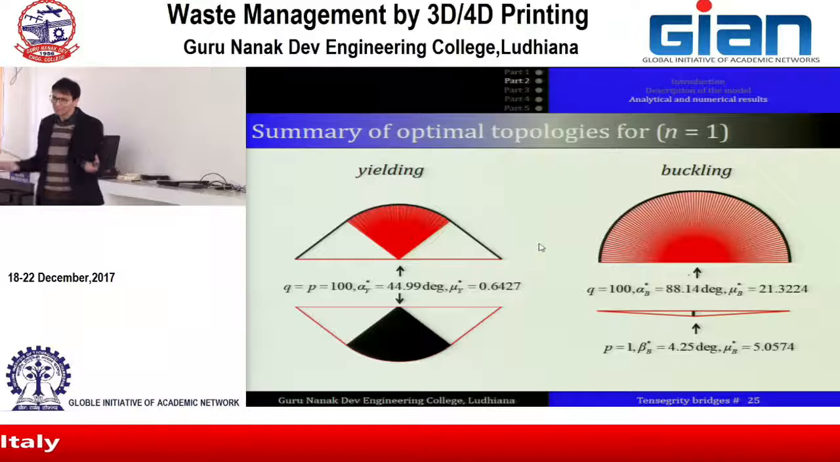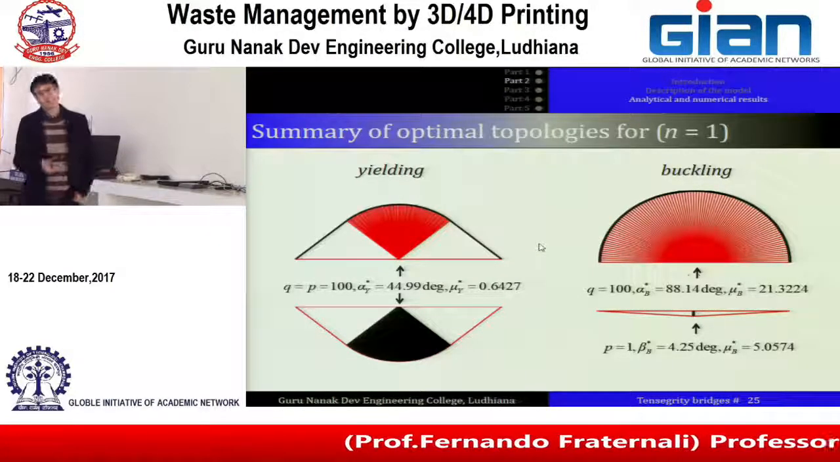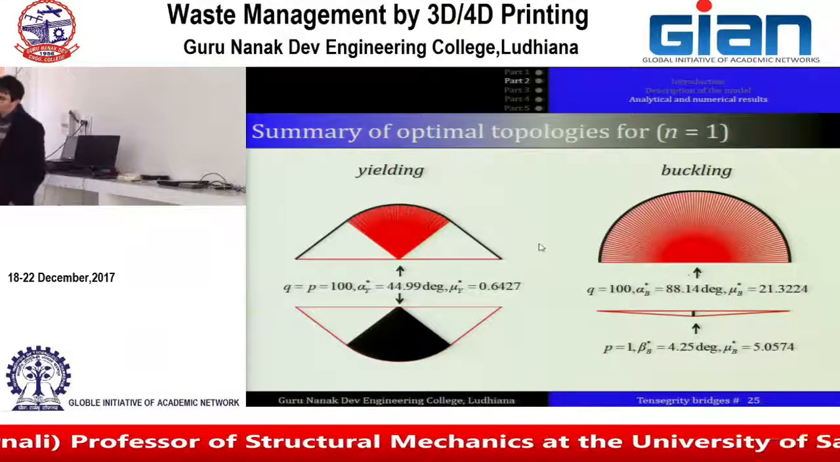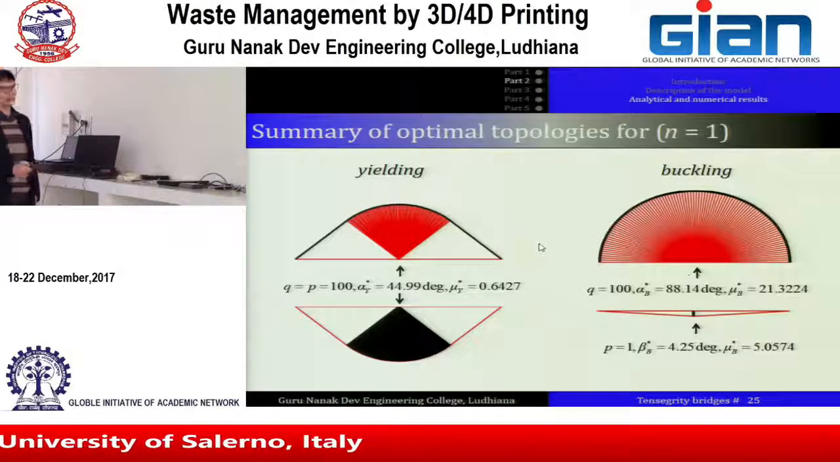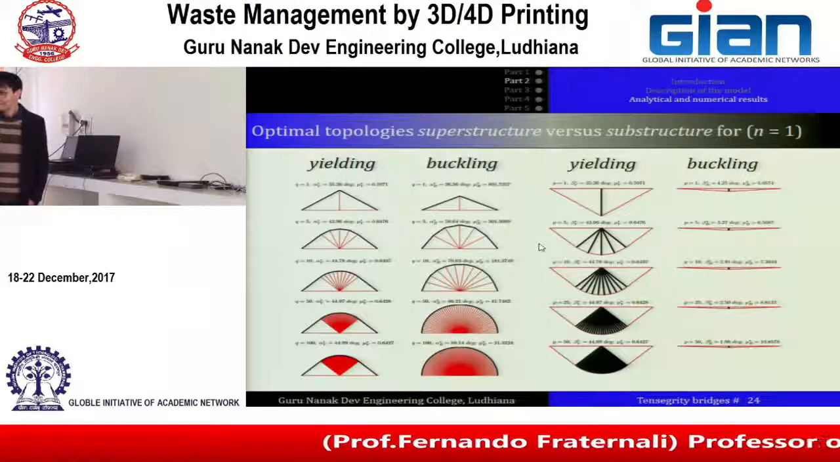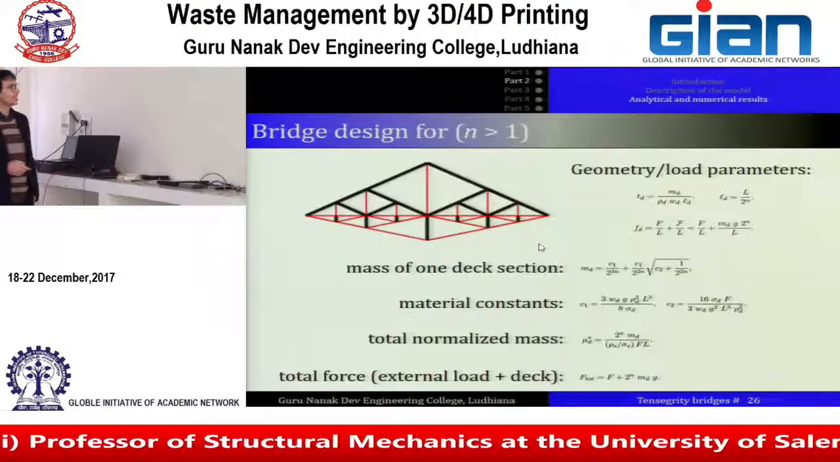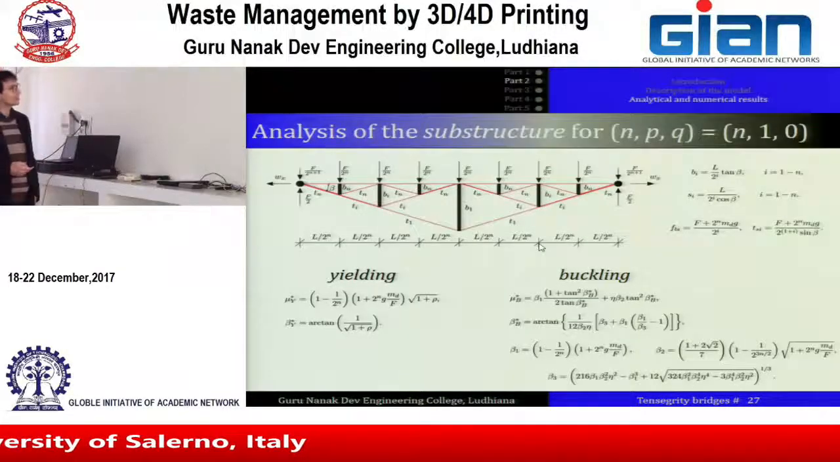So it depends what you want. If you want to maximize the mass, maybe you go to those shapes, and then there are also aesthetic reasons for designing a bridge. But if you just want to minimize the mass, you have to pick this simple geometry. But this is only for n equal to 1. Then we did the same for n greater than 1. We obtained the formula for the masses for n equal to an arbitrary value.